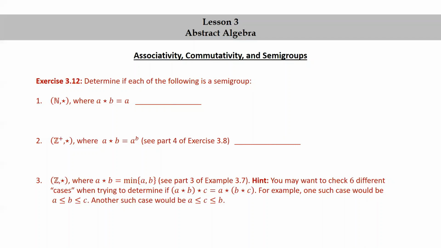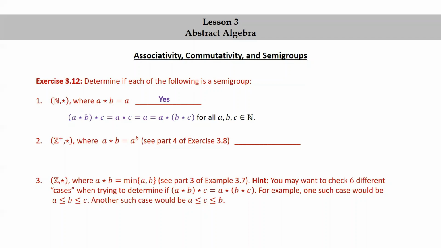Okay, the first one is the set of natural numbers together with star, where a star b is equal to a. So we're choosing the one on the left. The answer to this one is yes. Let's check the associativity. (a star b) star c is equal to a star c, right? For a star b, we're choosing the one on the left, we're choosing a. And then for a star c, we're choosing the one on the left, we're choosing a again. And that's equal to a star (b star c), right? Because a star anything is always a. We're just choosing the one on the left. This is true for all a, b, c in the set of natural numbers.